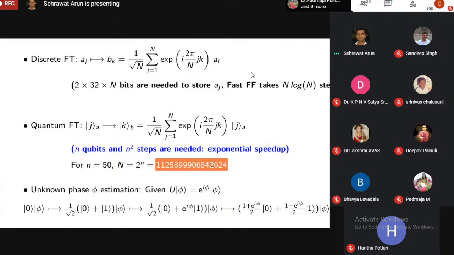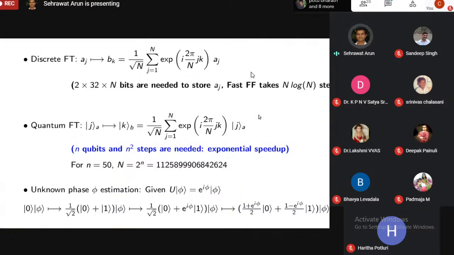If it is like 1,000 qubits, then these are too many numbers. So that is the power of a quantum computer, because it considers the superpositions. For n qubits, there are 2 raised to power n possible states, and you can take the superposition of them, and that's why it is an exponential speedup.